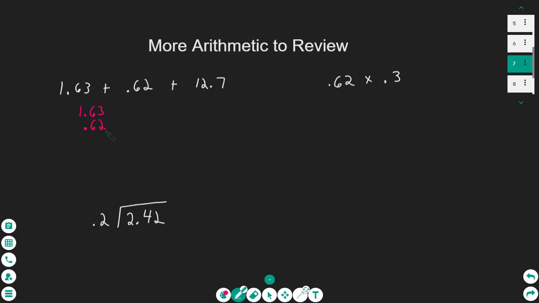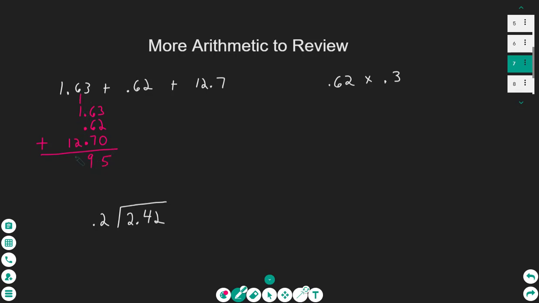0.62. 12.7. This is crucial. I have to put the decimal point right below the other one. So 12.7 is going to look like this. Okay? I have to keep those decimals in line in order to add these. If it makes it easier, you can always tack on a 0 at the end of these decimal numbers so that everything kind of squares up. And then you can add these up.